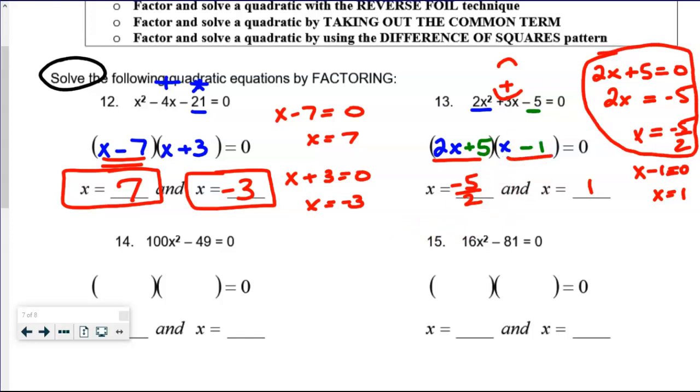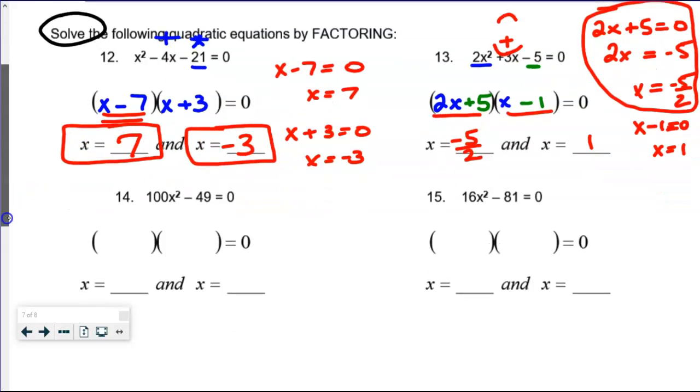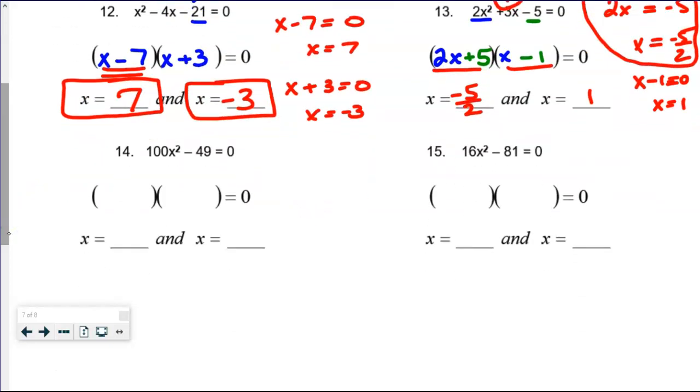Now let's be honest, some of you, the reason you're going to falter in this section has nothing to do with your ability to solve the factors. It's going to be with your ability to factor. I don't know why some of you think it's going away. It is not going to go away.